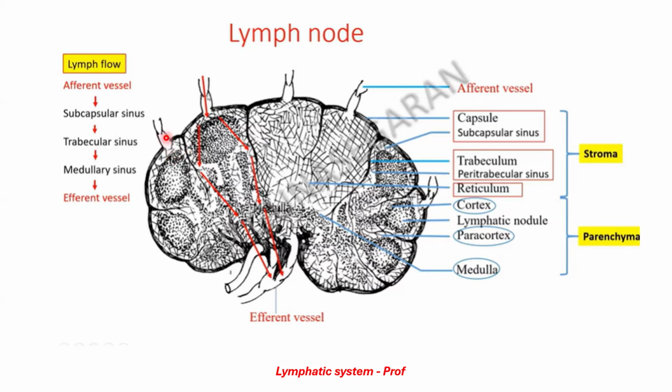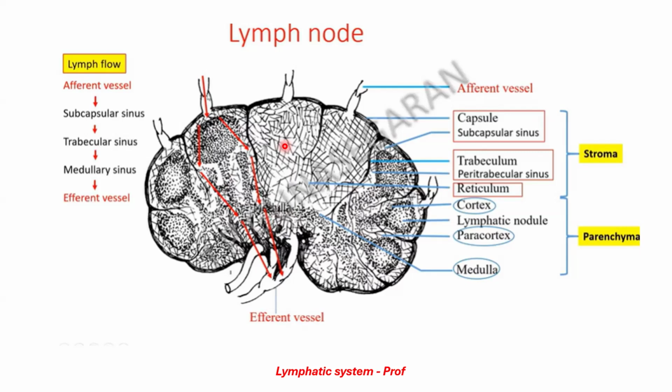trabecular sinuses. So now the afferent vessels bring the lymphatic fluid into the subcapsular sinus. The subcapsular sinus drains it into the trabecular sinus. And from the trabecular sinus, we talked about the medulla containing the medullary sinuses. So from the trabecular sinus to the medullary sinuses, and from the medullary sinuses into the efferent vessels. Through this process is where you have filtration happening and the removal of pathogens: the fungal infections, the bacterial infections, and the viral infections.